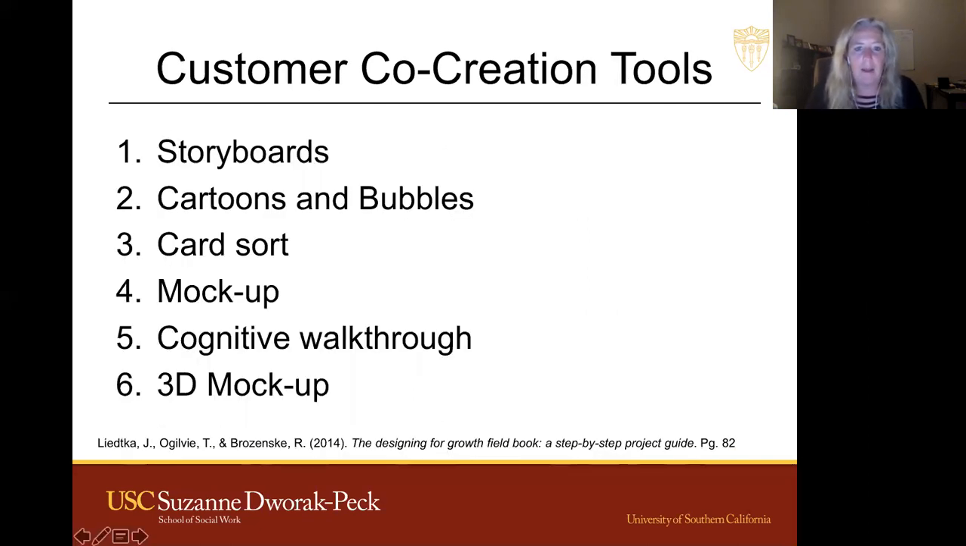A couple of tools that Ogilvy offers in their Designing for Growth field book, a step-by-step project guide. The tools that they offer are storyboards, which you'll be practicing in class, and cartoons and bubbles, so kind of the same features as storyboards, making comics and having little dialogue circles can make it a fun, engaging way to get their thoughts. They have information in their book on page 82 about card sorts and mock-ups. There's also plenty of information in various design resources from IDEO and those types of groups. And we may even want to do certain prototyping exercises like cognitive walkthroughs or 3D mock-ups, and ask them to share and verbalize their opinion.